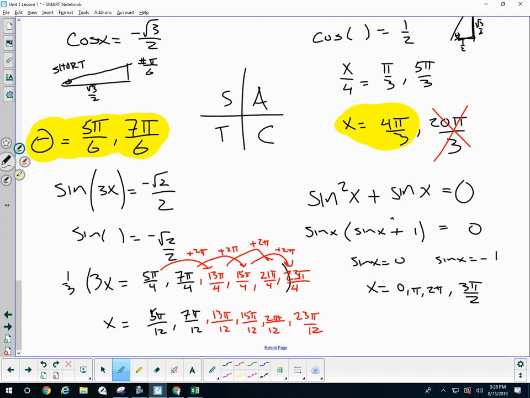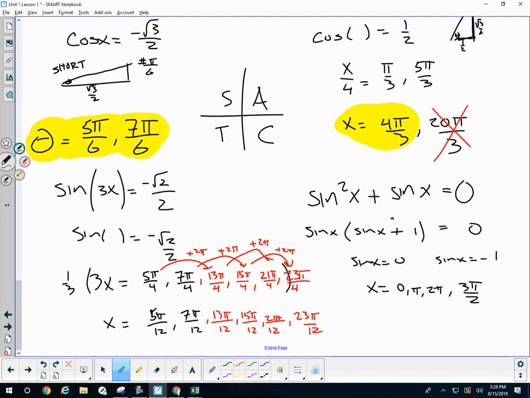Okay, you isolate the trig function. You then think of the triangle. You think of the location of the triangle. For cosine x equals negative root 3 over 2, cosine being the horizontal, I need a triangle whose horizontal side length is root 3 over 2.